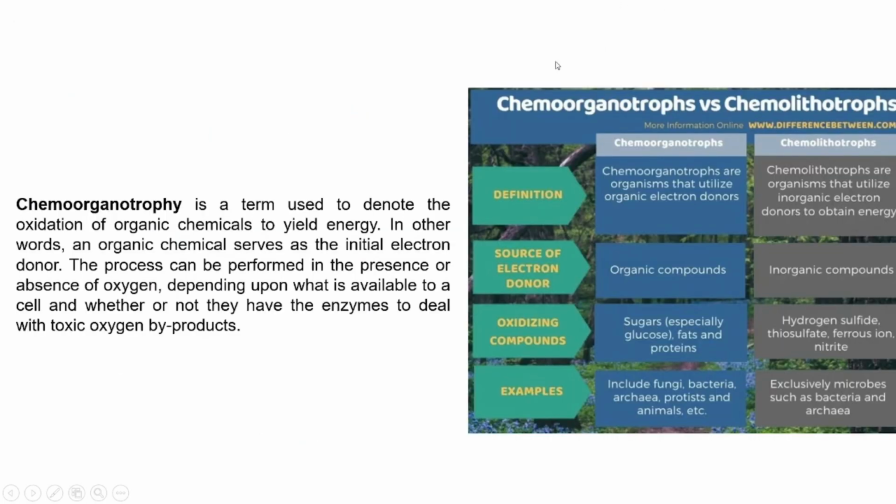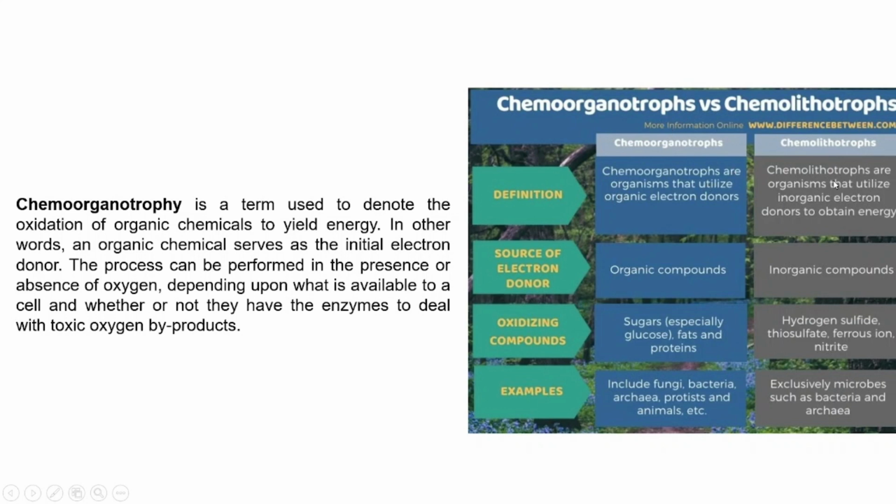Chemoorganotropy is a term used to denote the oxidation of organic chemicals to yield energy, and this process can be performed in the absence or even presence of oxygen, and there can be various byproducts. So this is the difference between chemoorganotropes and chemolithotropes.